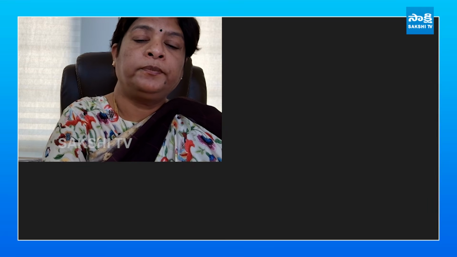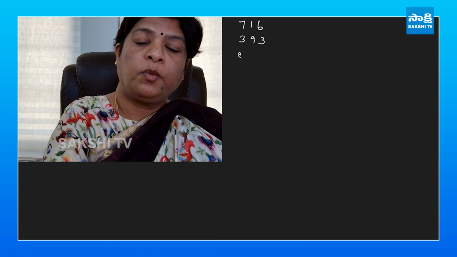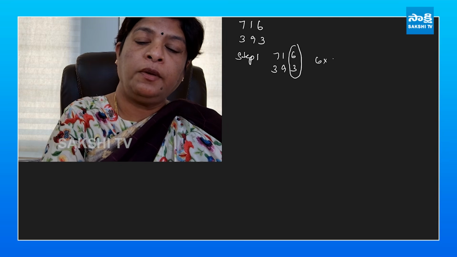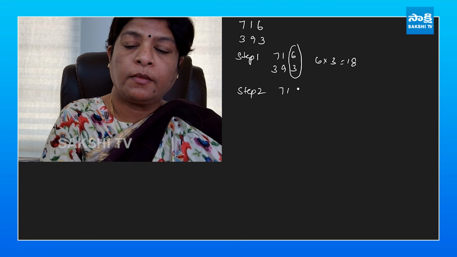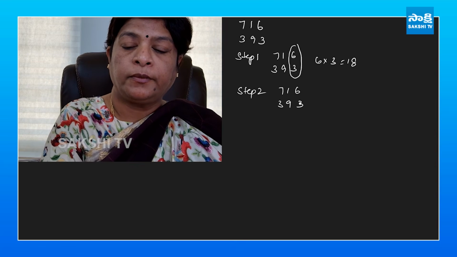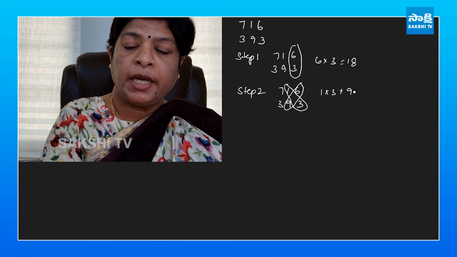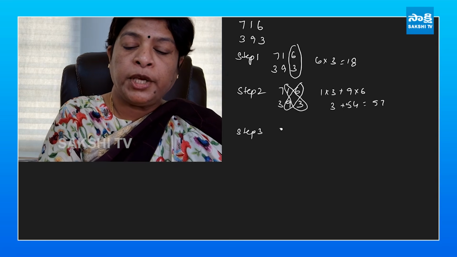Let's see another example. 716 times 393. Step 1: vertical multiplication of the ones place digit. So 6 times 3 equal to 18. Step 2: cross multiplication of the ones place with the tens place, and the other combination also we're going to consider. So 1 times 3 plus 9 times 6. So 3 plus 54, 57.